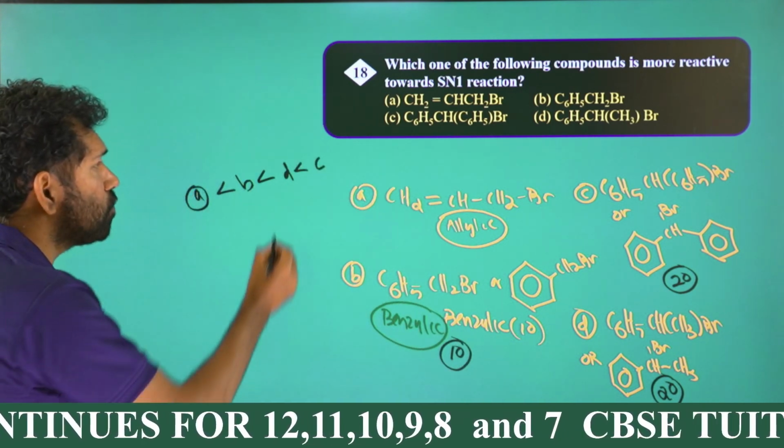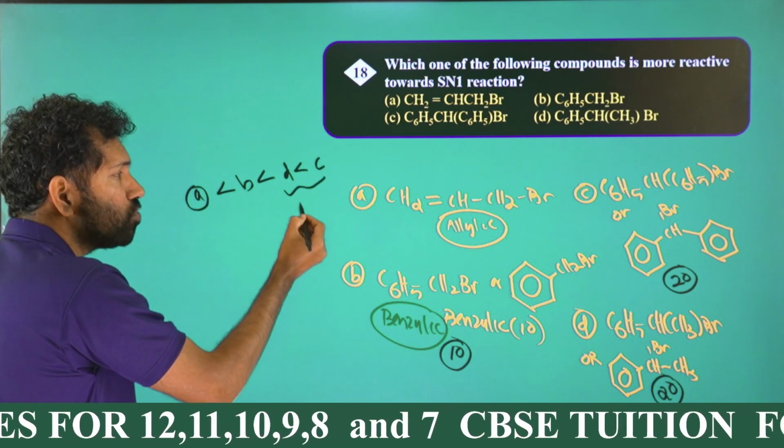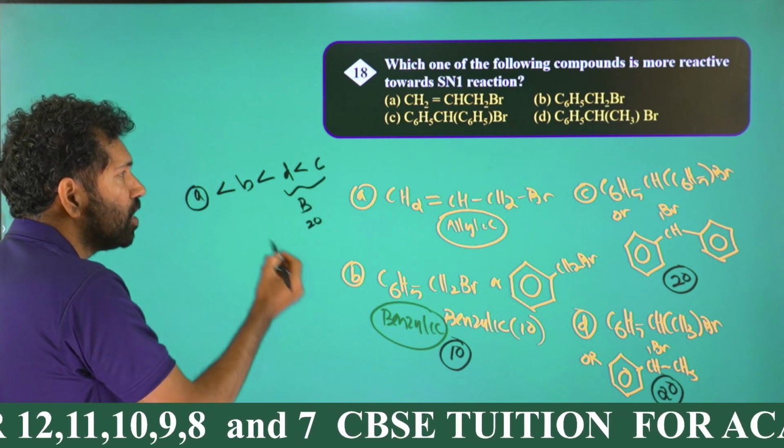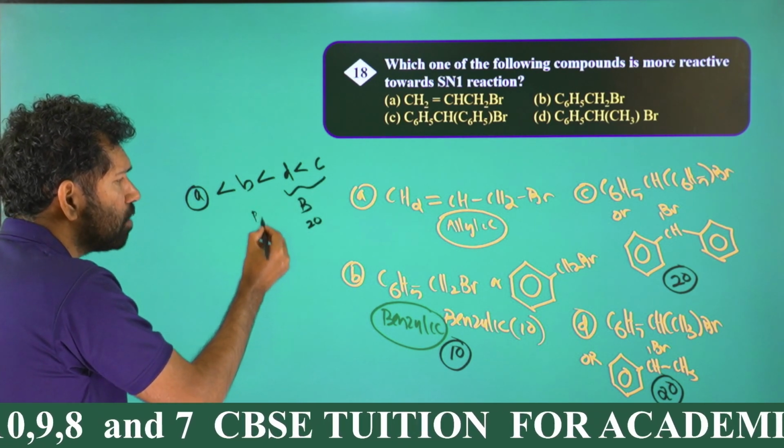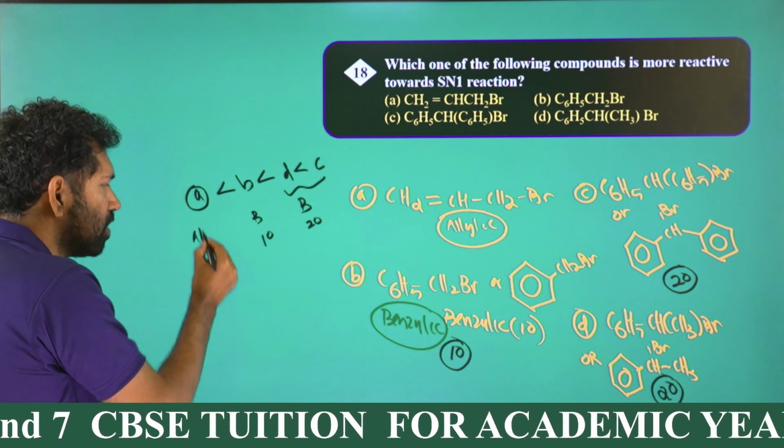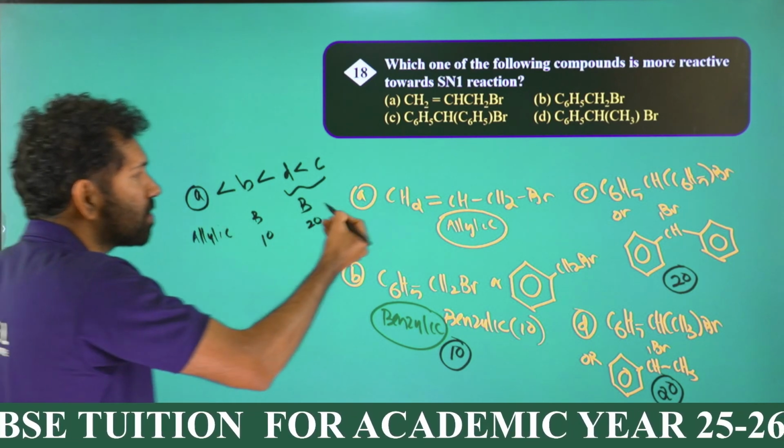The reason is these two are benzylic secondary. This is benzylic primary. This is allylic. Now you may be confused about the benzylic secondary ones.